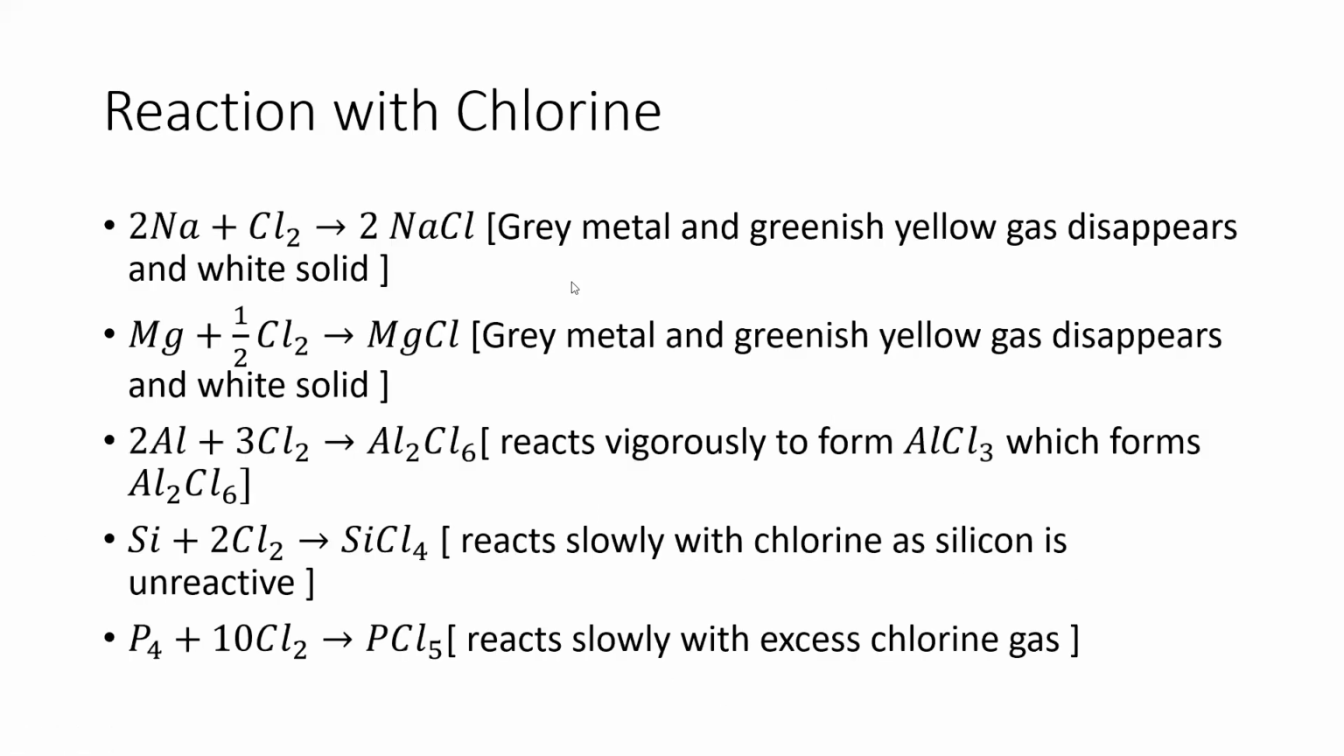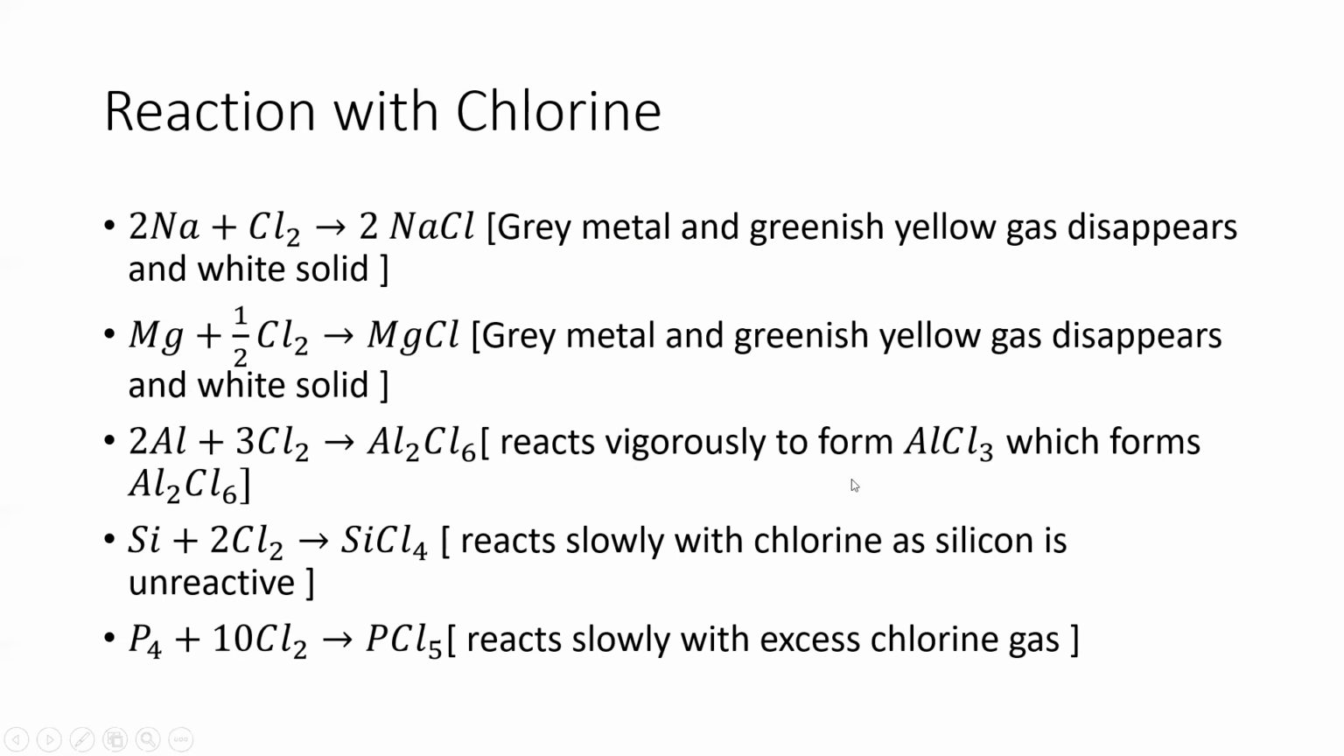All right, reactions with chlorine. Sodium burns in chlorine to give NaCl, from a yellow-greenish gas. So basically, the observations are gray metal and greenish yellow gas disappear, and white solid is produced. Remember to state that it's a gray metal and white solid because they're not transition metals and they do not form colored compounds. And since chlorine is used up, you can tell that the greenish yellow gas disappears. Similar to magnesium and aluminum.